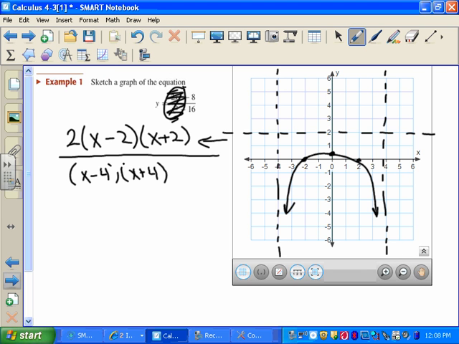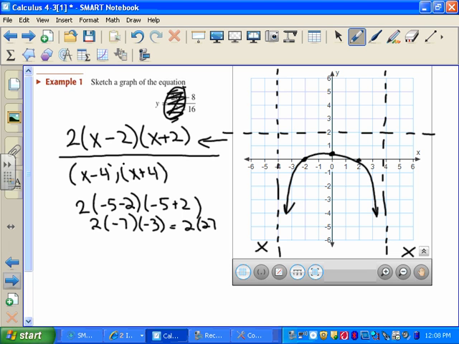And now I need a point to the left and the right of my vertical asymptote so I can see where I'm at. So I'm going to just go ahead and plug in negative 5. Which gives me 2 times negative 7 times negative 3, which is 2 times 27. On the bottom, I'm going to get negative 9 times negative 1, which is going to go ahead and give me 9. 9 goes into 9 once, 9 goes into 27 3 times. So 2 times 3 is 6. So when I plug in negative 5, I'm going to get 6. So this is going to go something like that.